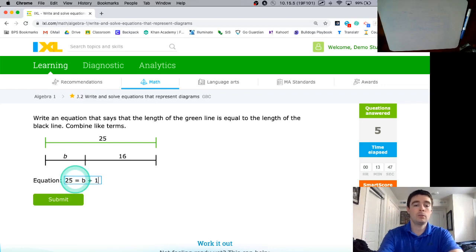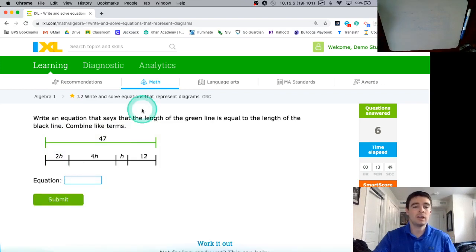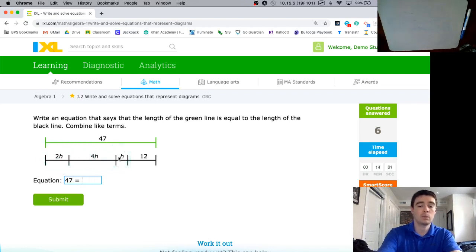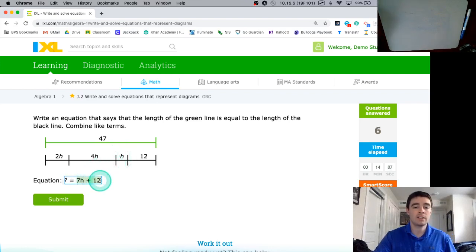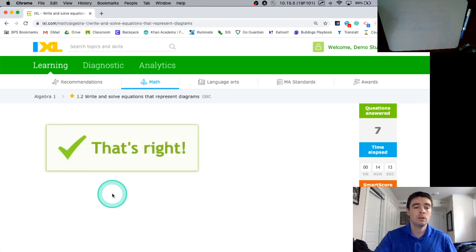Power through a few more, and I'm just going to see if they ask you to ever solve these equations like the title of the assignment suggests. I'm going to add all of these h's together: 2h, 4h, and 1h. 6 plus 1 more would be 7 h's, plus 12. And a really important thing: I cannot add the 7h and the positive 12 because the 12 doesn't have an h variable attached to it.